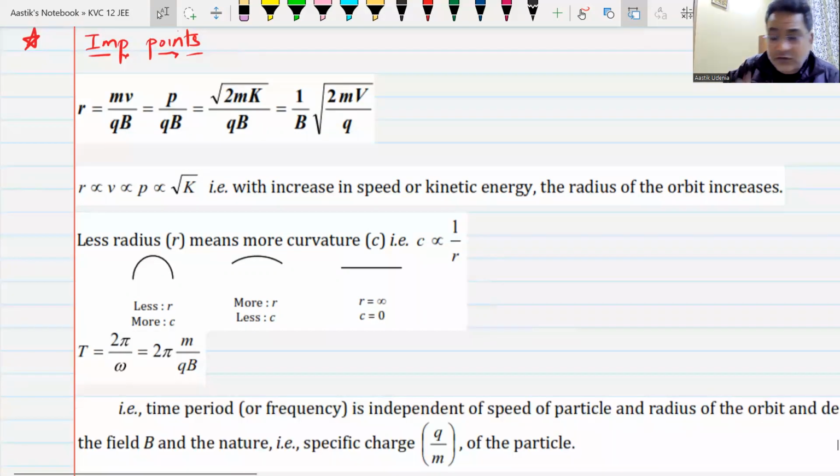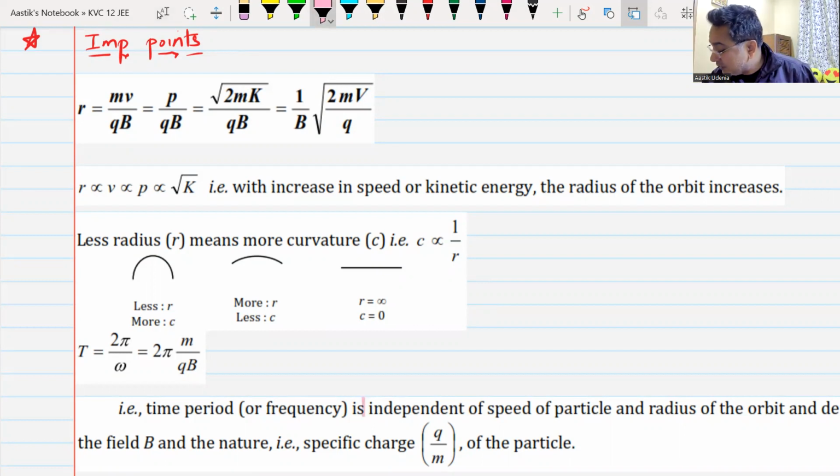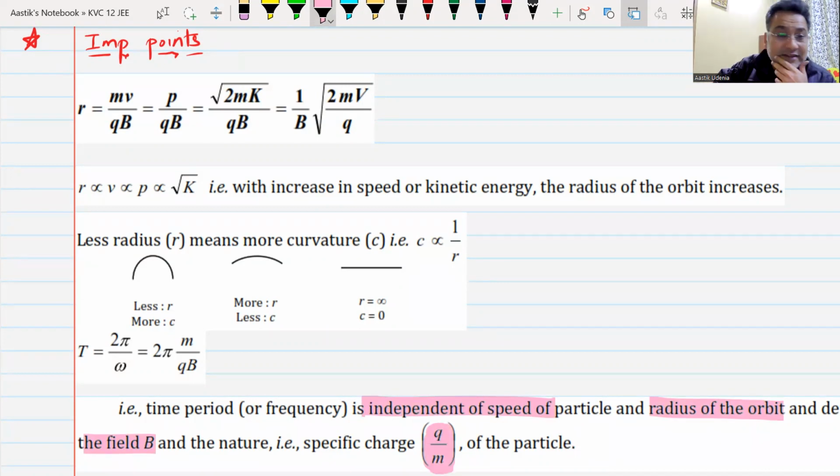And I have seen a lot of questions on this q by m ratio. So the time period or frequency is independent of the speed of the particle. As you can see, it is independent of the radius of the orbit. It only depends on B and q by m. Do we understand this? Yes or no?